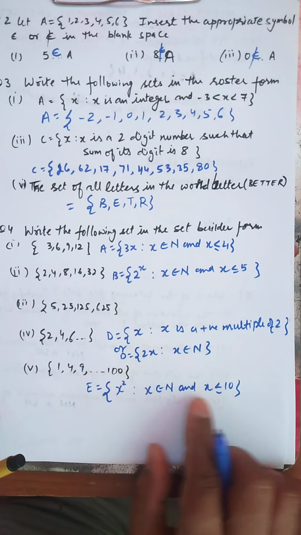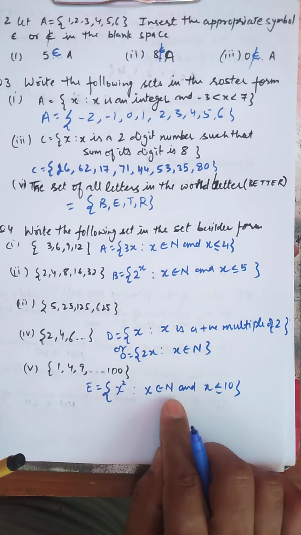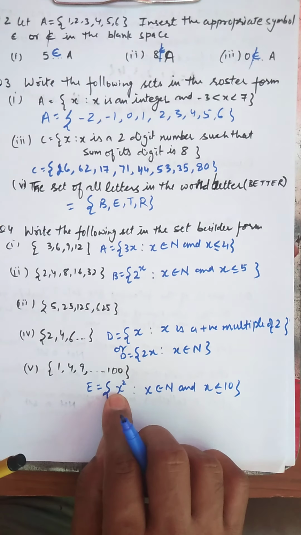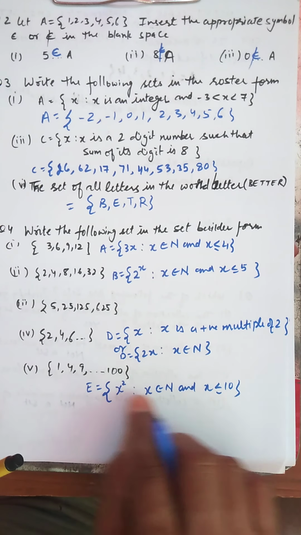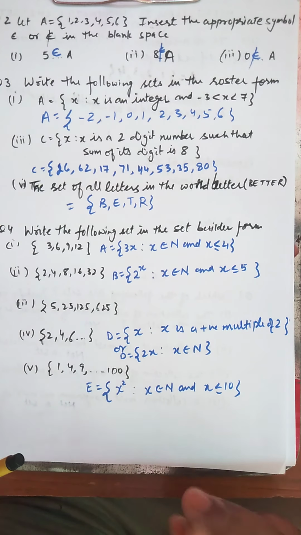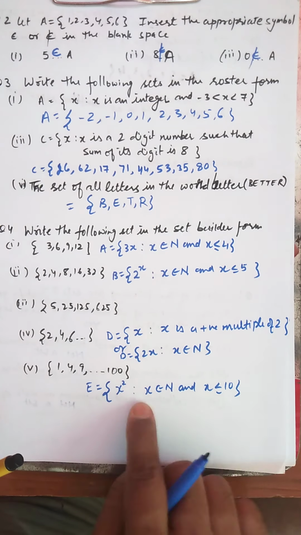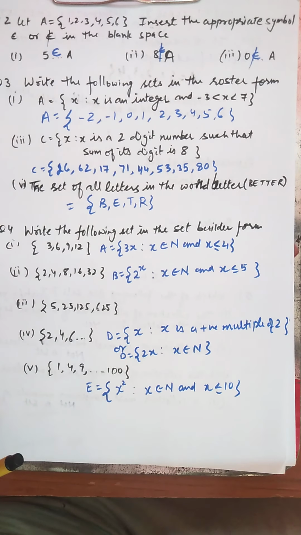You put all the values of x that you obtain from here. If x equals 1, then this will be 1. If you put 2, then this will be 2 square, 4. If you put 3, then this will be 9. So we'll get all the numbers this way also. This is the builder form of this set.